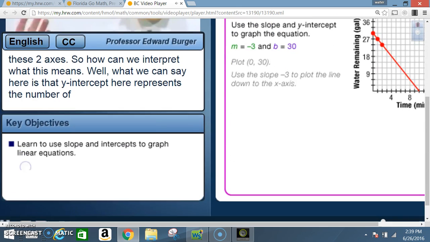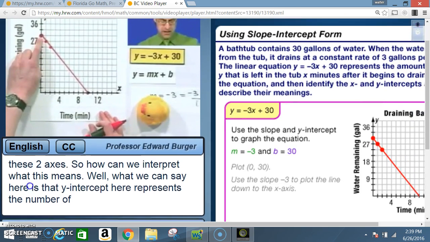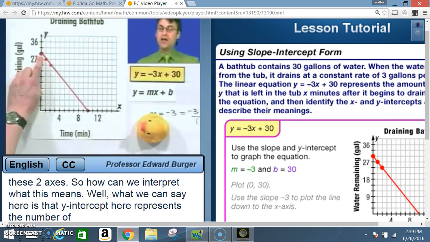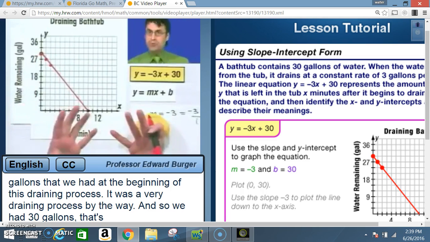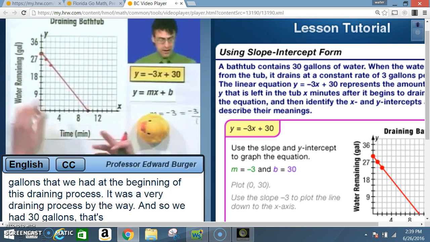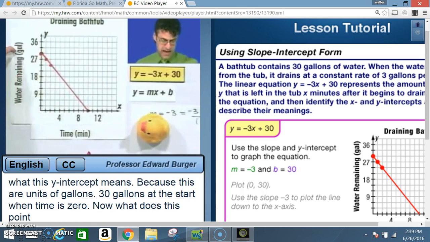So how can we interpret what this means? Well, what we can say here is that the y-intercept here represents the number of gallons that we had at the beginning of this draining process. It was a very draining process, by the way. And so we had 30 gallons. That's what this y-intercept means, because these are units of gallons, 30 gallons at the start when time is 0.